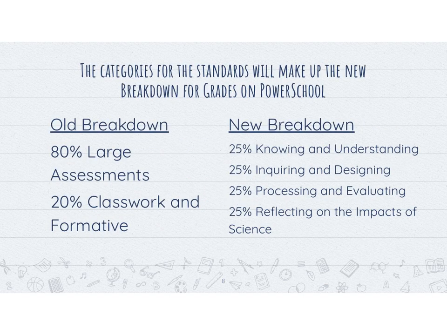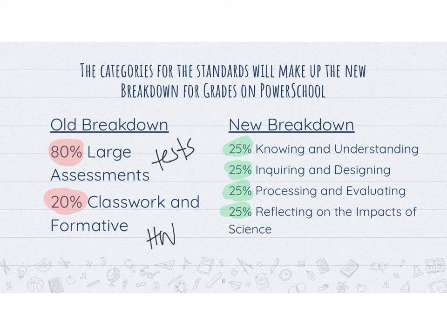So our old way of grading in science had this kind of breakdown. We had 80% of things were large assessments, and then 20% of your grade was classwork and formative. That told you a lot about how you were doing on things like tests and homework, but not necessarily what you were doing well at and what you were doing poorly at, what you needed to focus on more as far as your understanding.